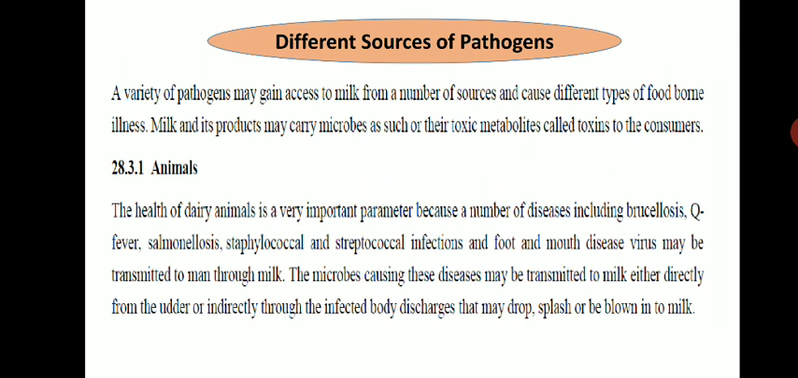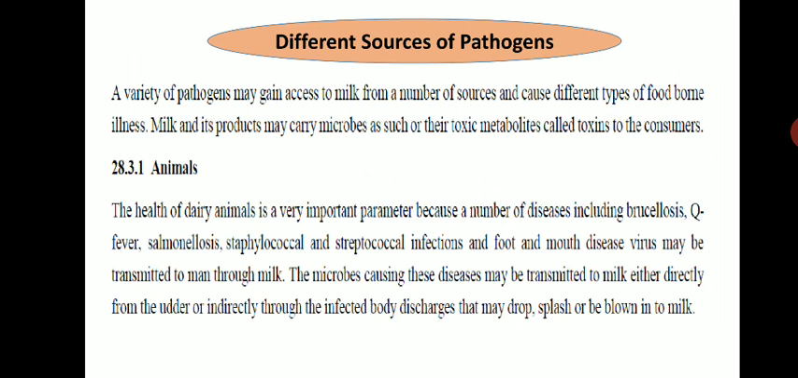So, there are different sources of pathogen. We have just seen in brief, but now we will see in detail from which sources microbes enter into milk and milk related products. A variety of pathogens may gain access to milk from a number of sources and cause different types of foodborne illness. Milk and its products may carry microbes or their toxic metabolites, called toxins, to consumers.